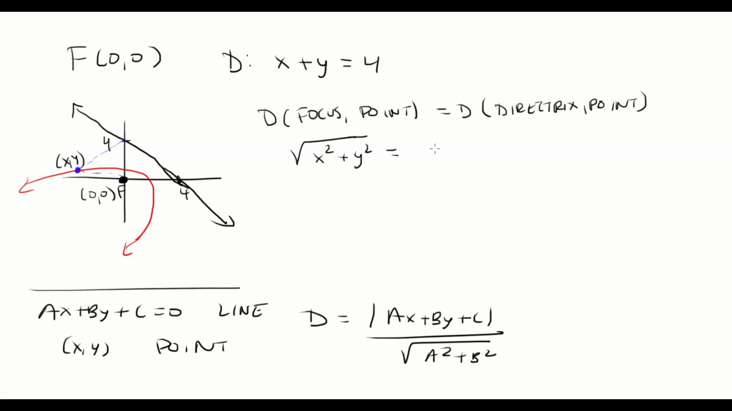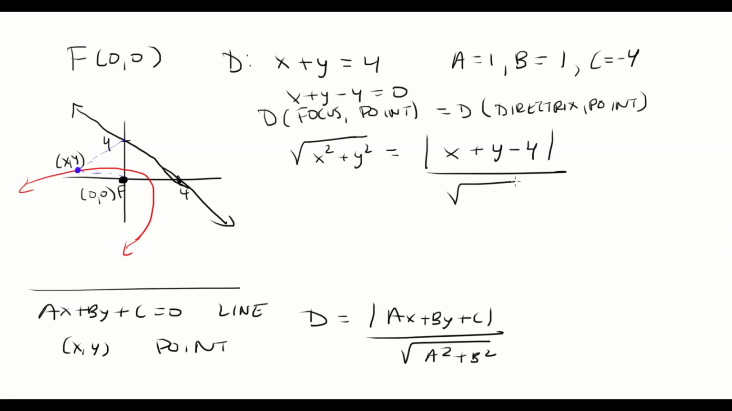So for us, a is given to us as 1, b is also 1, but I need to bring the 4 over to get x plus y minus 4 equals 0. So c has to be negative 4. So we're just going to plug it in here. We have the absolute value of a, which is 1, times x, plus b times y. B is 1, so that's just y, minus 4, all over the square root of a squared plus b squared. So that's the square root of 1 squared plus 1 squared, which is the square root of 2. And so we just need to get an equation here. We're not trying to solve for x or y or anything like that.